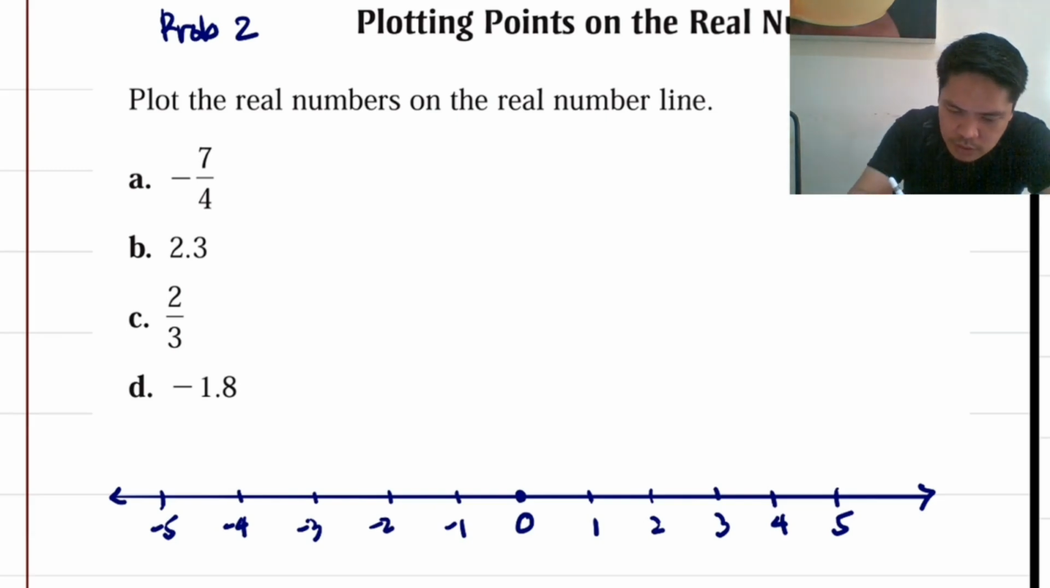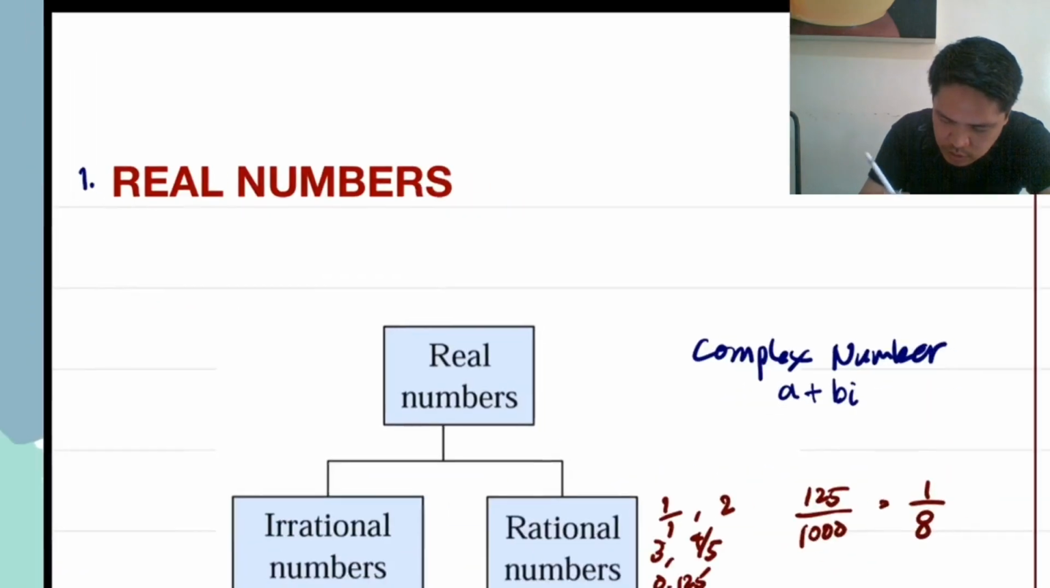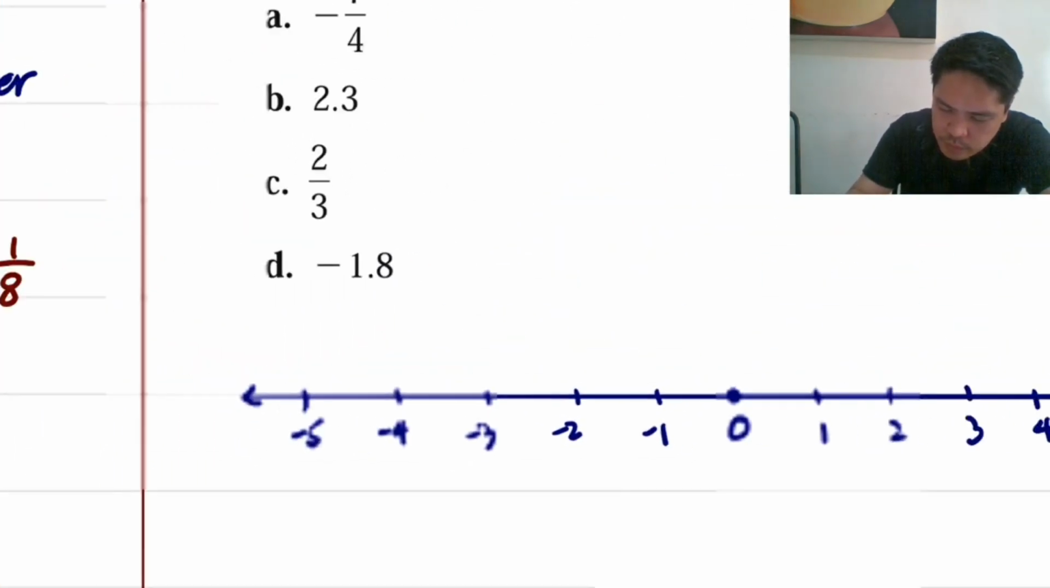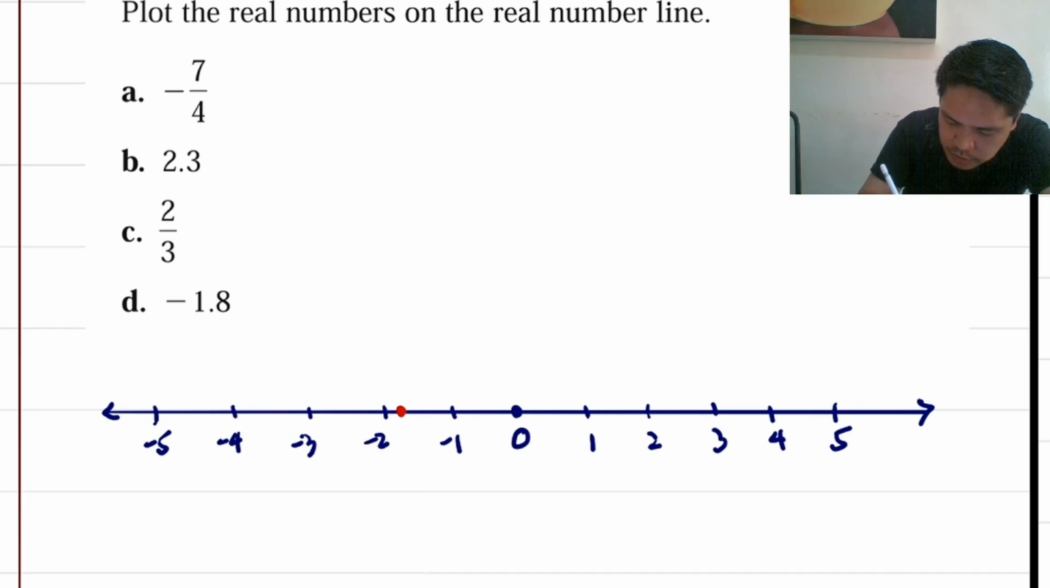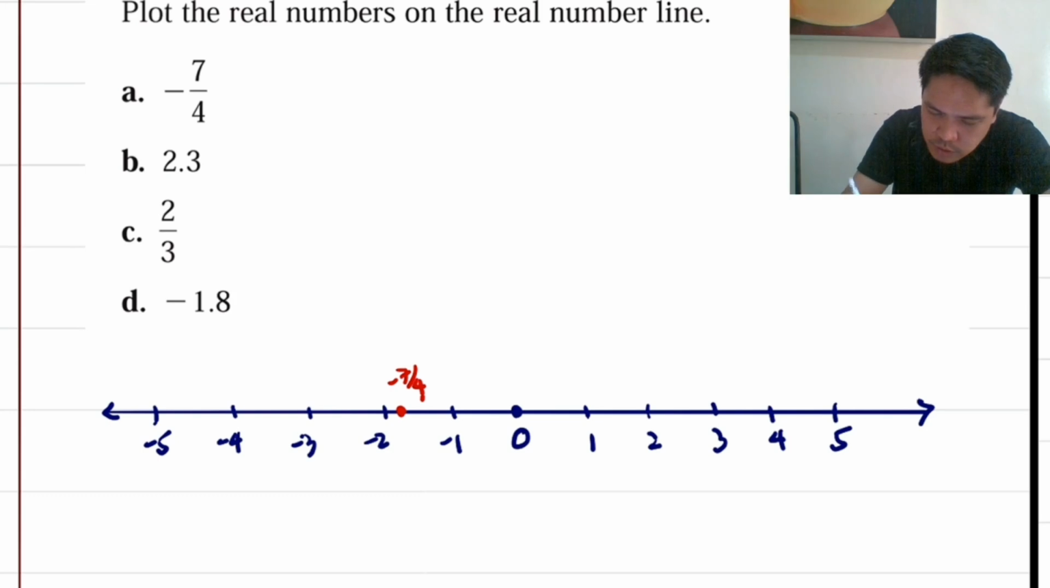Negative 1.75 is close to negative 2, so it's around here. This is negative 7/4. This is negative 1.5, so negative 1.75 is right there. Next, how about 2.3? That's a positive number. If this is 2 and this is 2.5, then 2.3 is around here.